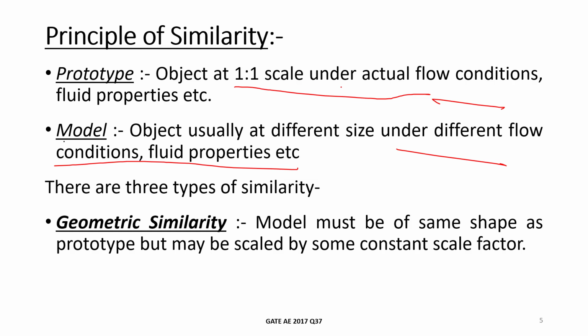First, geometric similarity. In geometric similarity, model and prototype would be of the same shape, but the model may be scaled by some constant scale factor. So if the prototype is a square, then the model would also be a square, but it might be a scaled version.